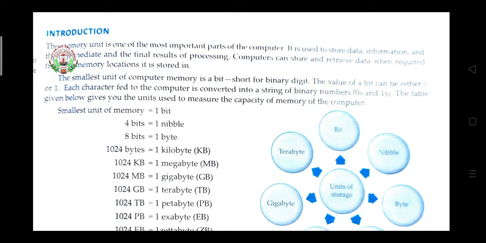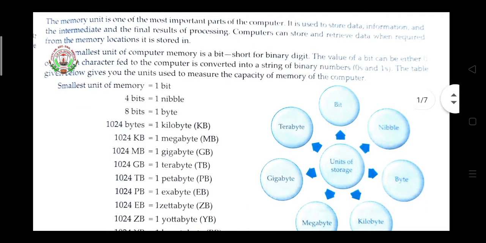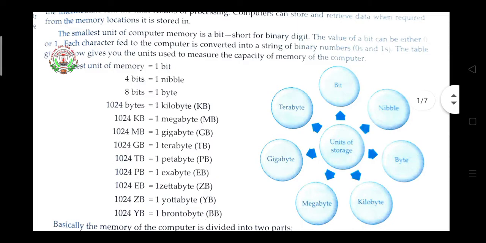Here are some different units that measure the capacity of memory of computers. First, the smallest unit of memory is 1 bit. Then 4 bits equal 1 nibble. 8 bits equal 1 byte. These are the memory units. 1024 bytes equal 1 kilobyte. 1024 KB equal 1 MB.